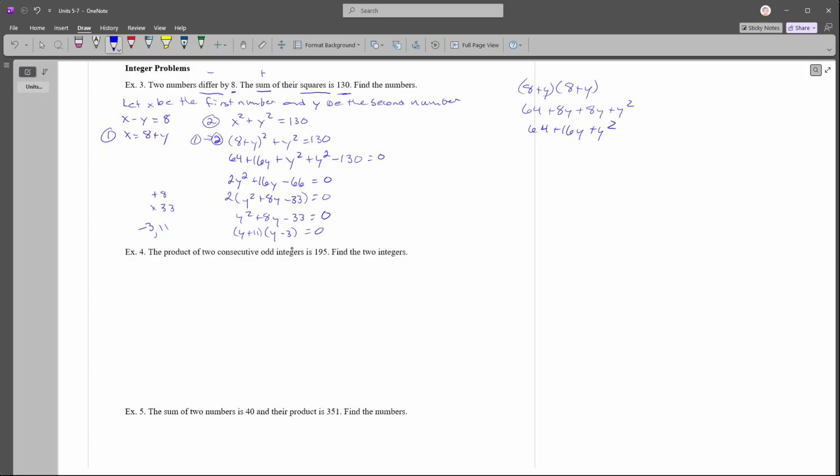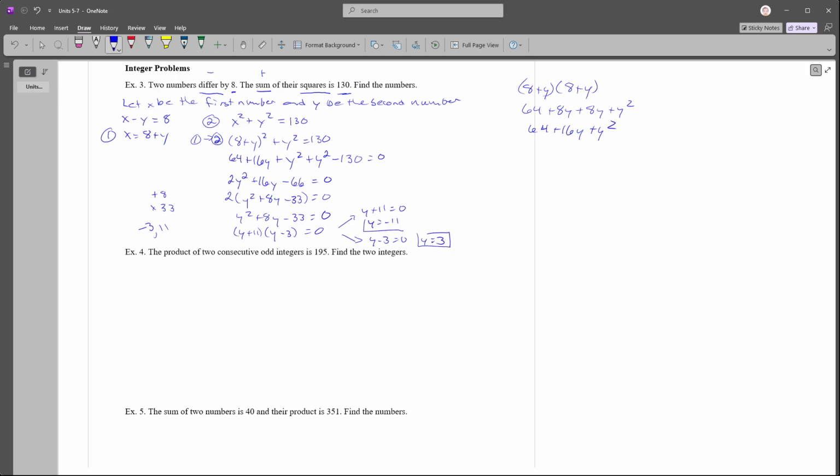Now I simply need to solve for each one of these values. So I have y plus 11 is equal to 0, so y is equal to negative 11. And down here we have y minus 3 is equal to 0, so y is equal to 3.